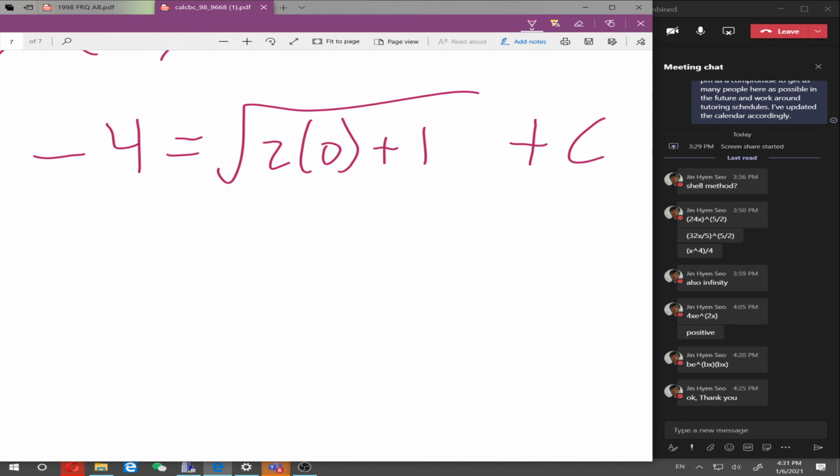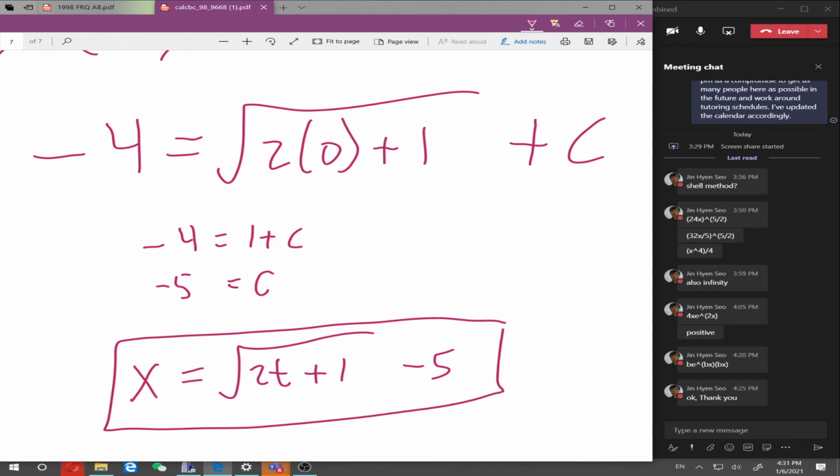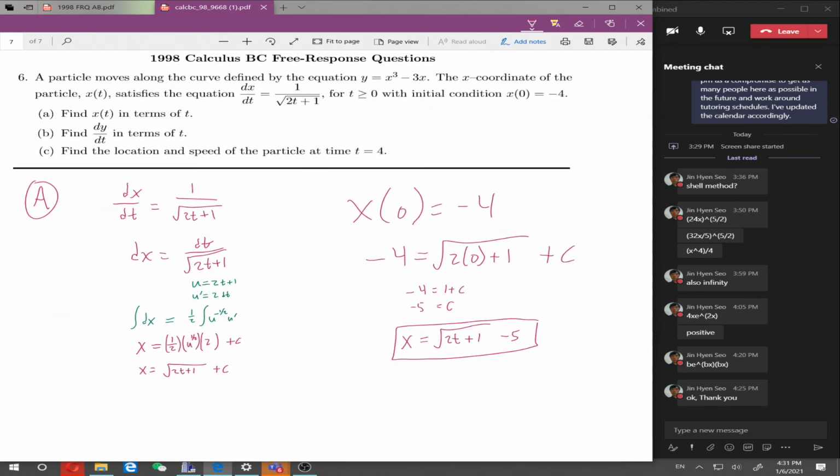Since 2 times 0 is 0, plus 1 is 1, the square root of 1 is 1. So we subtract 1 from both sides, so c is equal to negative 5. Okay, and that leaves you with x is equal to the square root of 2t plus 1 minus 5. Gives me a general form for x at any value of t. Any questions on part A?